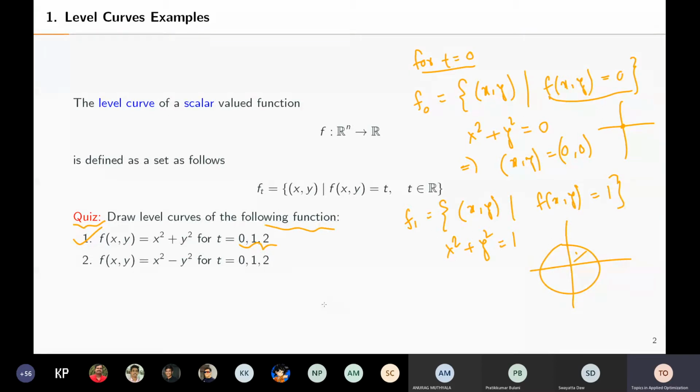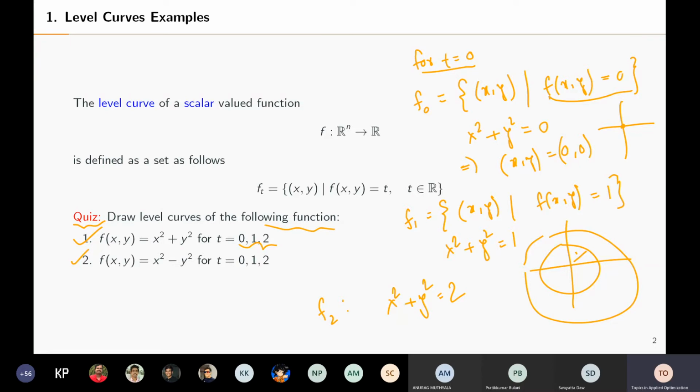This is another level curve, and then you can also ask for f_2. Well, f_2 is again nothing but x square plus y square equals 2. So in this case it's a circle with radius square root 2, somewhere here, and so on. So this is how you get the level curves for this function. Similarly, you can try level curves for the other function. This is how you plot the level curves.